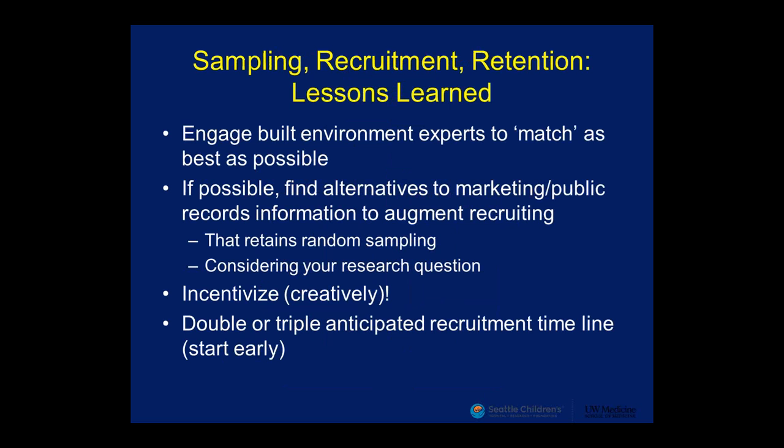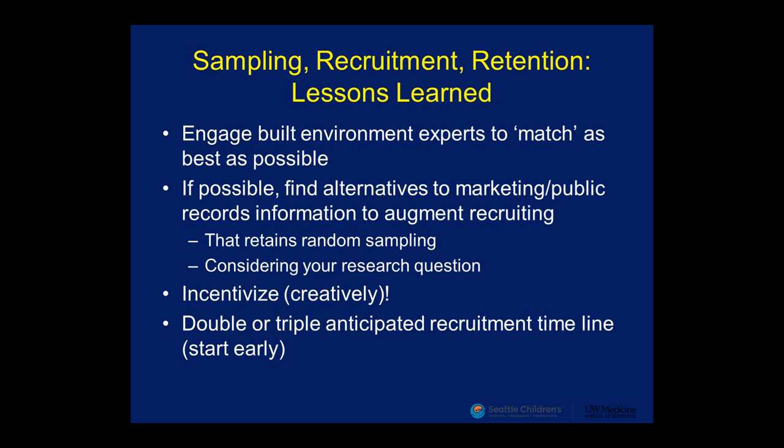What did we learn from the sampling, recruitment, and retention? One was certainly to engage built environment experts to match as best as possible. This study is in collaboration with Anne Moudin and the University of Washington Urban Form Lab. We need to engage these folks to help us match on very important variables that go beyond demographics that we're used to matching on. Having baseline built environment, transportation service, and other variables that are important to match on was critical, I think, to our success.